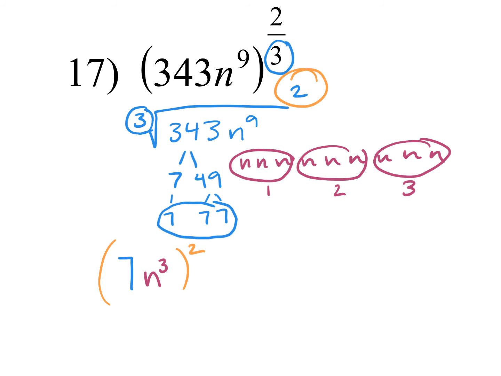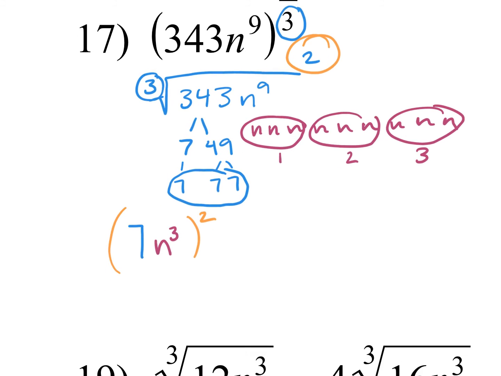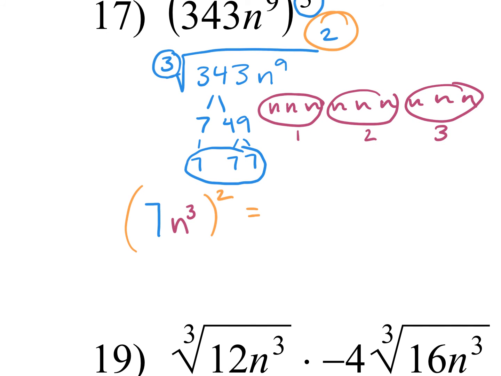So now we just need to multiply 7n cubed times 7n cubed. So this is 7n to the third power times 7n to the third power. Just like we did when breaking it down, we want to work with our numbers and then our variables. So what is 7 times 7? 49. And then how many n's do I have here? I have 1, 2, 3, 4, 5, 6.